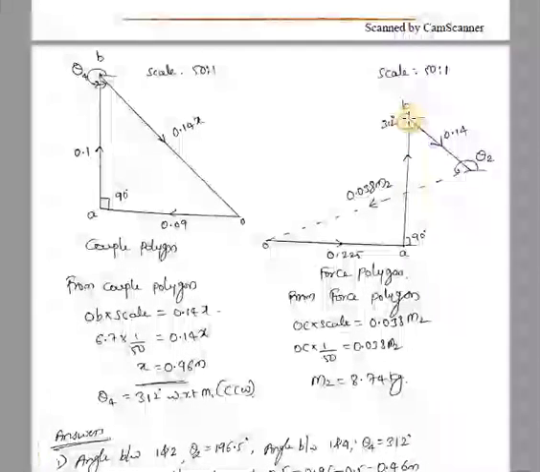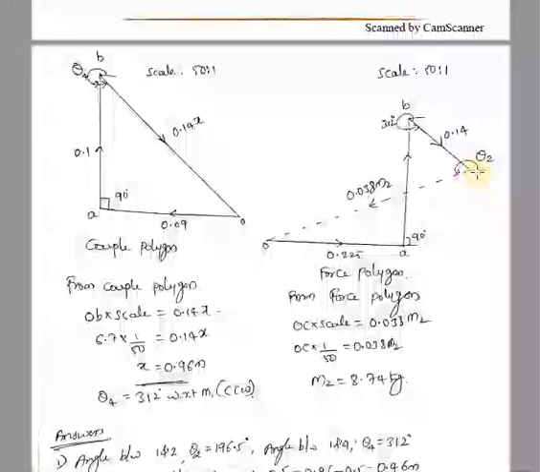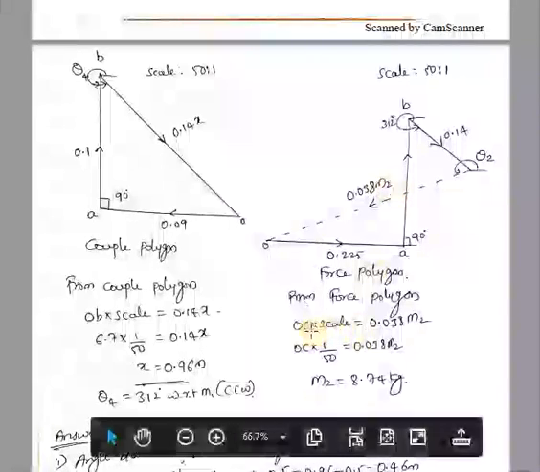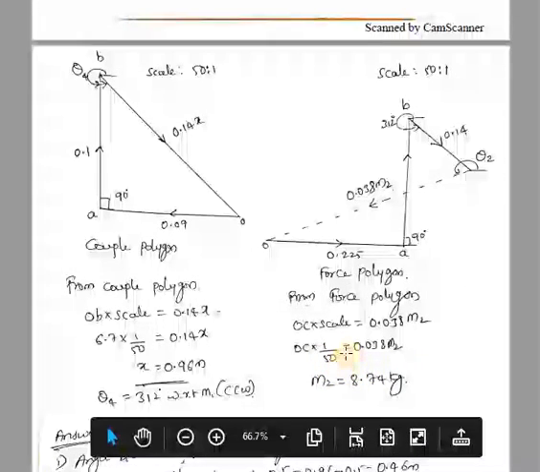Then for the fourth, the angle is 312 degrees and you know the magnitude is 0.14. Draw that line. Then join this end point to this starting point directly. The length of this line should be equal to 0.038 m2, that is OC into scale equals 0.038 m2. So from this you will get the value of m2.